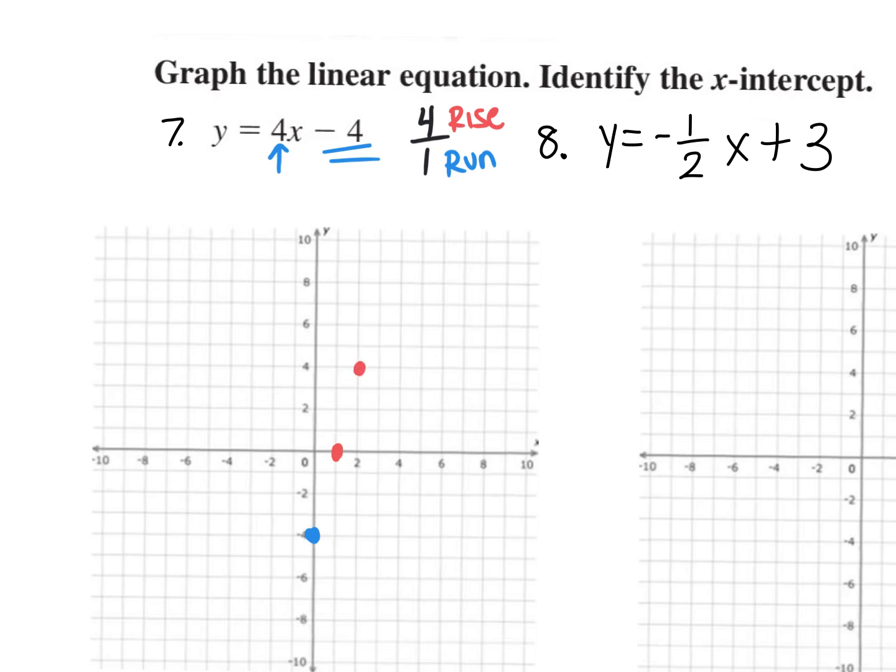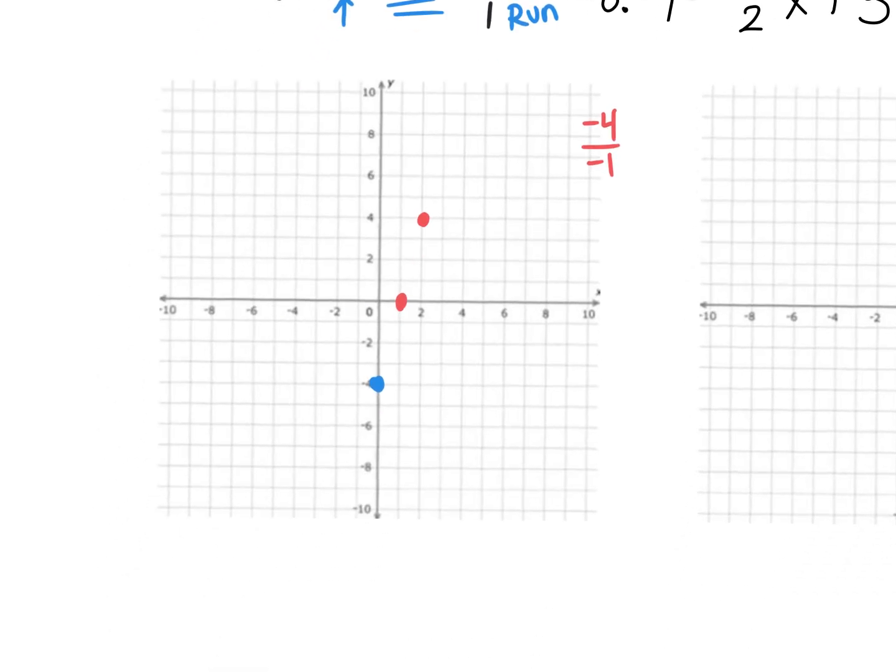I could also go back to that starting point and do the opposite, because positive 4 over positive 1 is the same thing as saying negative 4 over negative 1, because a negative divided by a negative is also a positive. So I could go back to that blue point, that was my y-intercept, and go down 4, 1, 2, 3, 4, and over to the left one, which would be negative. And you could see that you could connect all these points and form a line. And I'm going to put arrows to show that it keeps going in both directions.